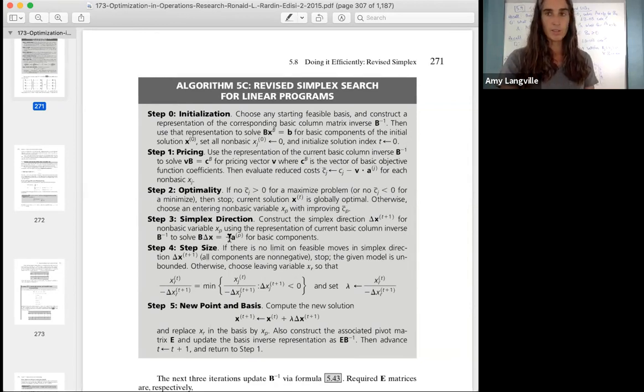Okay, that's the end of chapter 5: simplex, the greatest algorithm, one of the top 5 algorithms of the last century.